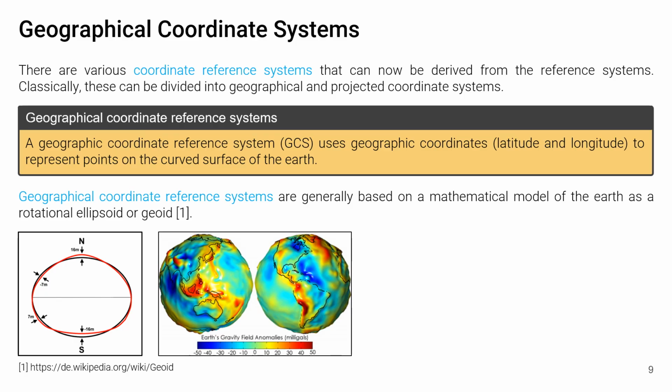A geographic coordinate reference system, or GCS, uses geographic coordinates with latitude and longitude to represent points on the curved surface of the Earth. Geographical coordinate reference systems are generally based on a mathematical model of the Earth as a rotational ellipsoid or geoid, as can be seen below left.